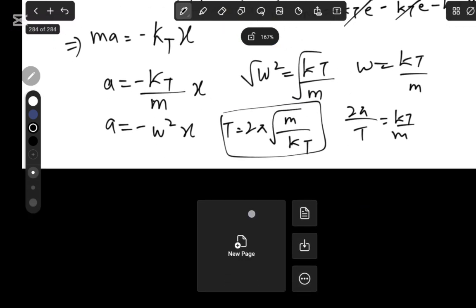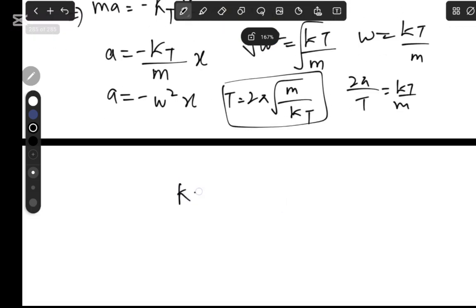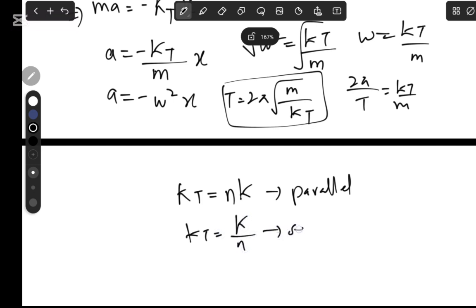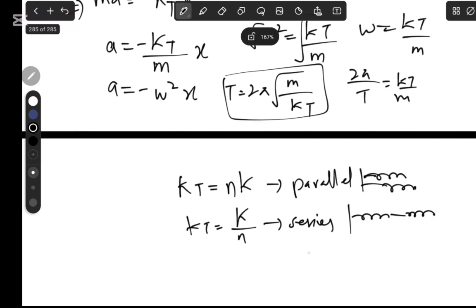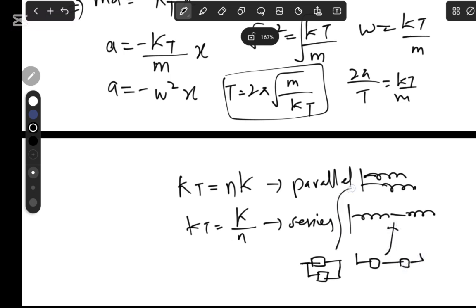That's why, when we calculated the value of the spring constant, it was the total spring constant value, which is equal to nk when they're in parallel, and when they're in series, K total is equal to K over n. So series looks something like this, and this is what parallel looks like. It's kind of like your resistors. When they're in parallel, they look like this. When they're in series, they look like this. Right? So that's all.